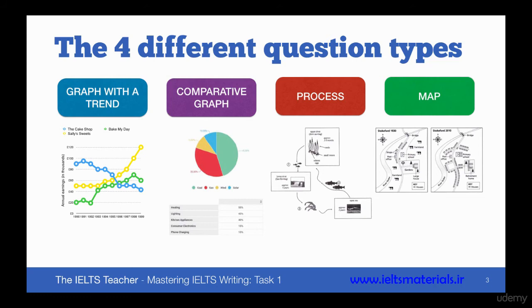Third, we have the process. You can see here there is a process of the life cycle of a salmon. Very clear to see that it's a process because we have different stages and arrows linking those stages together. And finally, obviously we have a map at the end here because you can see 2 places, 2 maps, and usually what we see is an old map and a newer map, and the newer map might be the present or it might be a more recent time in the past.